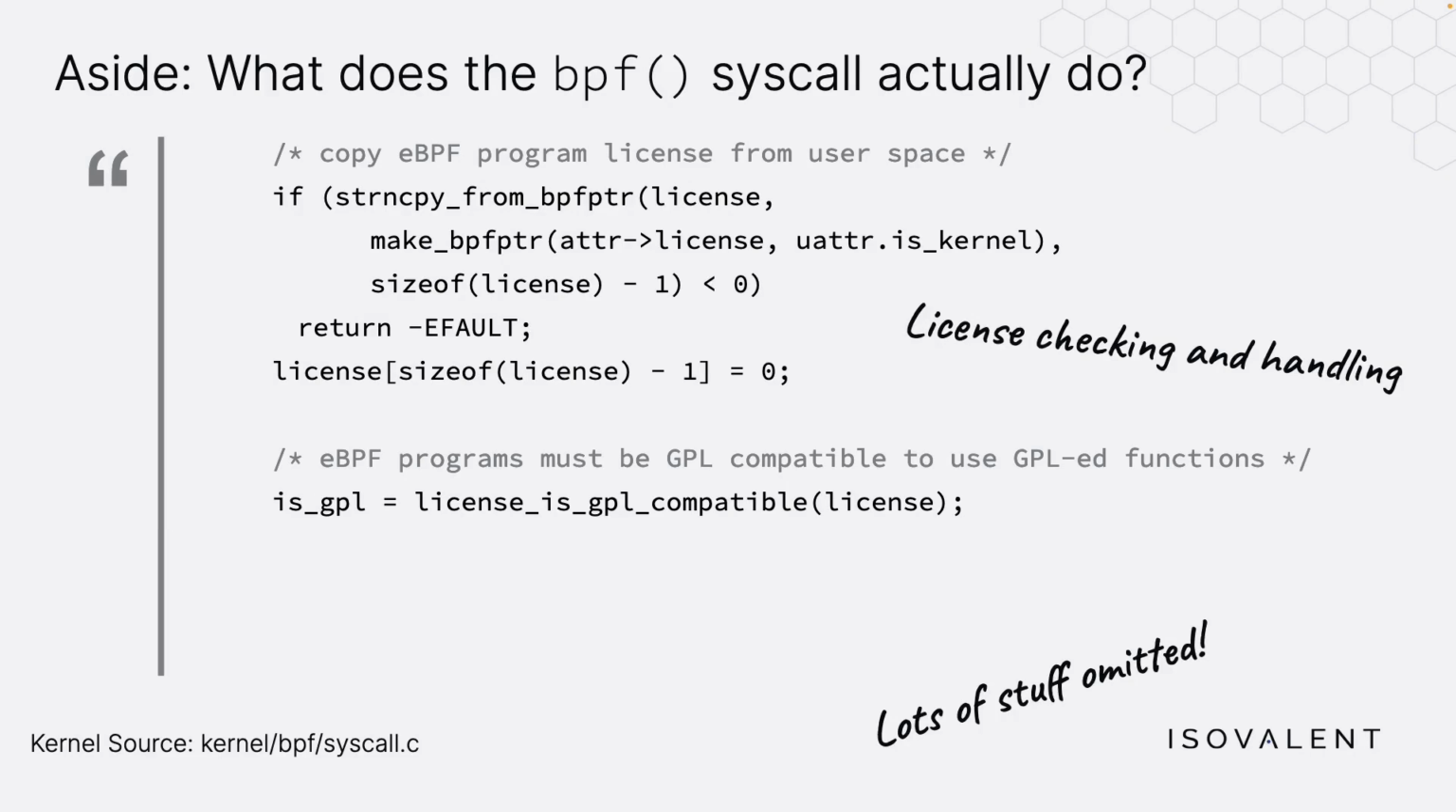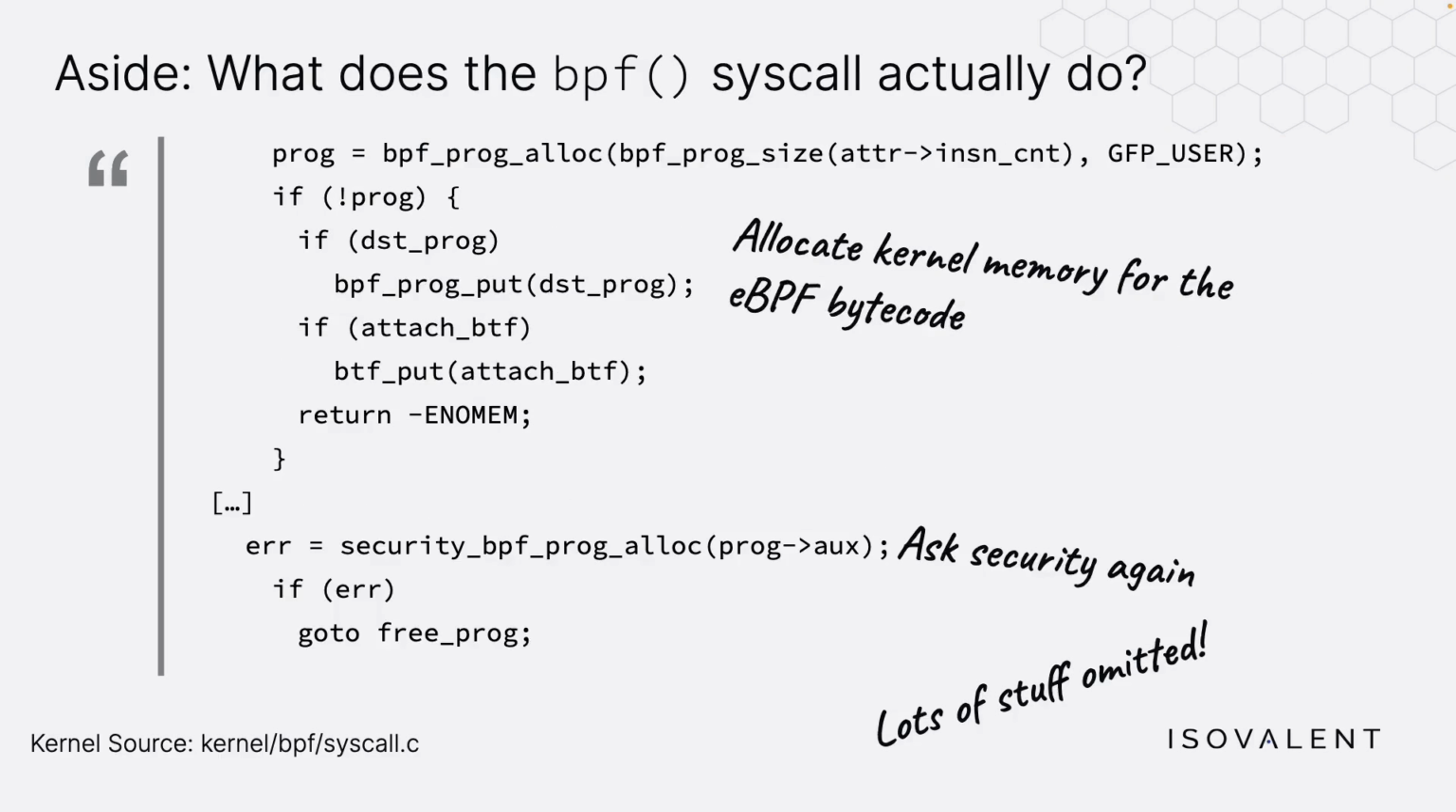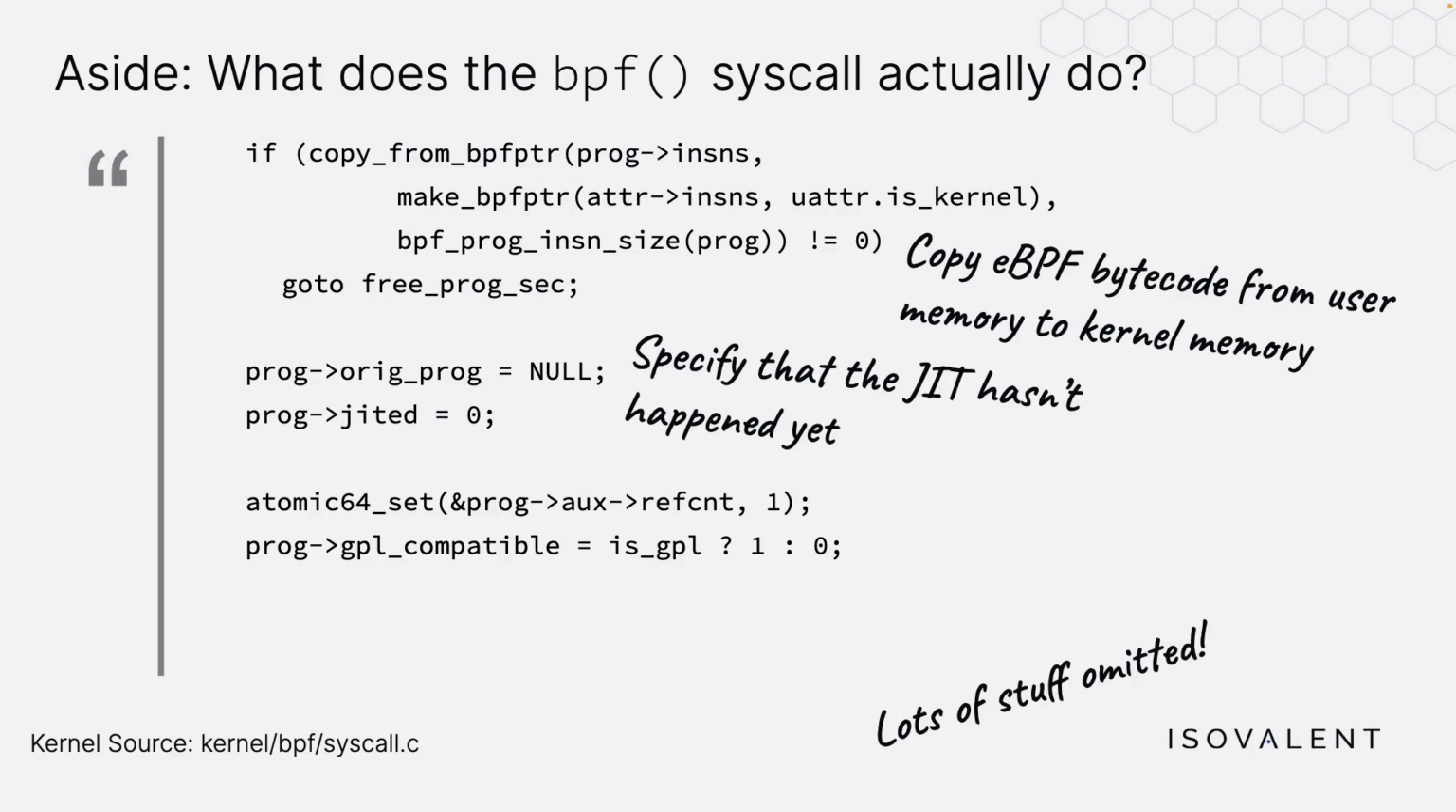In there's a lot of stuff I've omitted, but here's where we do the license checking, for example. We'll go and check to see whether our license is GPL compatible, and if it is, based on some string comparisons, we'll set is_gpl. We're going to allocate kernel memory for the bytecode, and then we're going to ask security again, just for good measure. Then we're going to copy it over from the user memory into kernel memory. So this means, again, the eBPF bytecode can't be mutated after the fact.